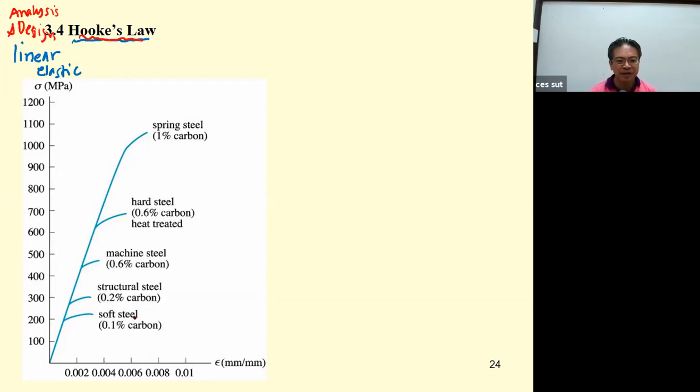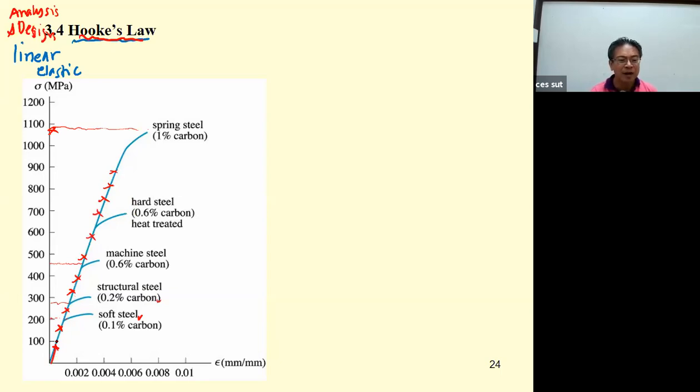You can see this soft steel has the strength of about 200. This structural steel has the strength of about 280. This machine steel has the strength of about 450. The spring steel may have the strength of about 1000. You can see most of the stress strain diagrams of these materials have the same slope.